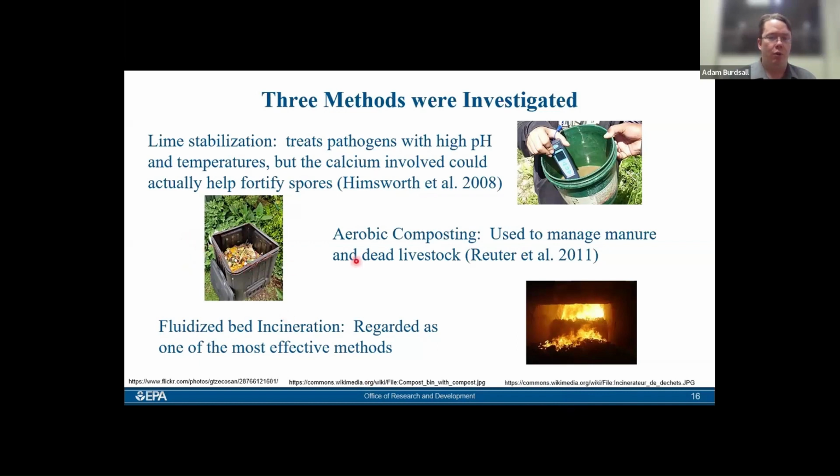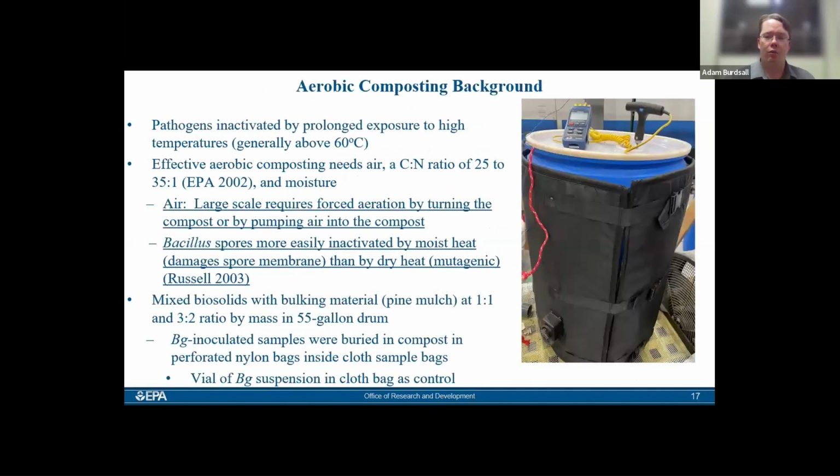So we moved on to aerobic composting. This is used for managing manure and dead livestock, which is important for those accidental anthrax outbreaks I mentioned earlier. And then we moved on to fluidized bed incineration, which is widely regarded as one of the most effective treatment methods. In aerobic composting, pathogens are inactivated by prolonged exposure to high temperatures.